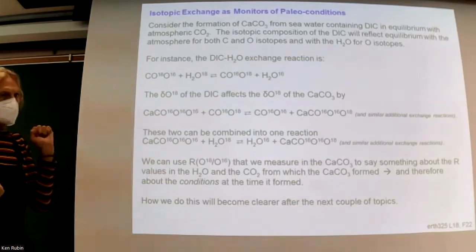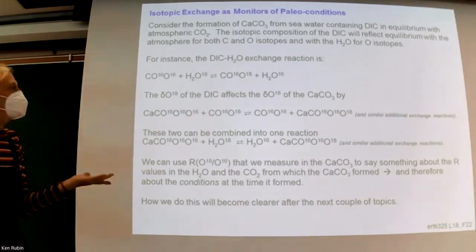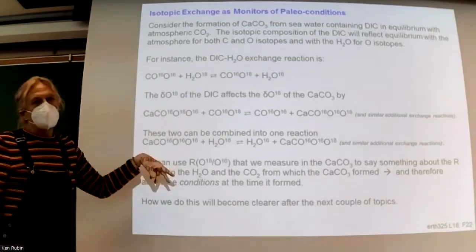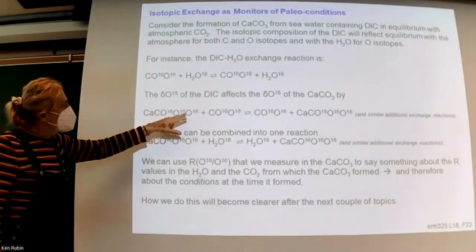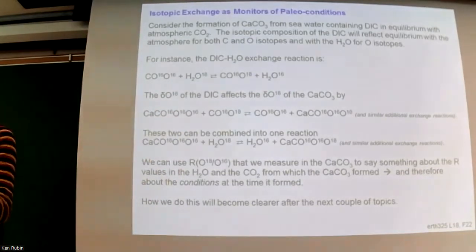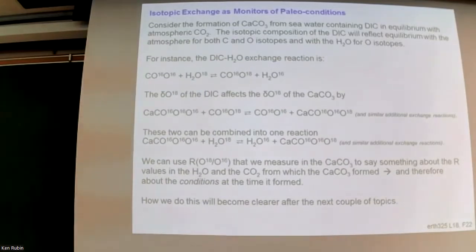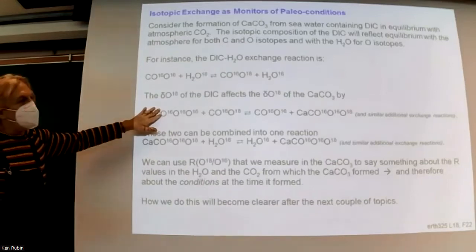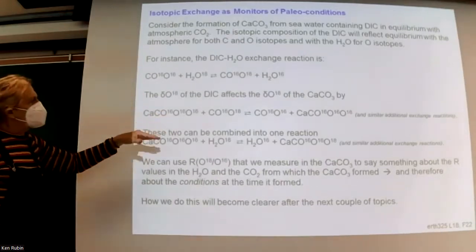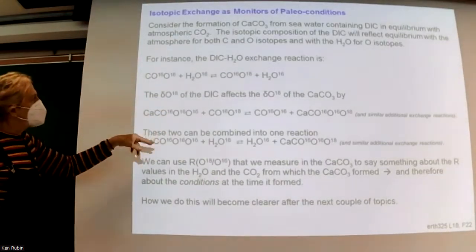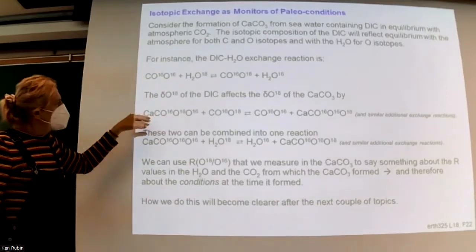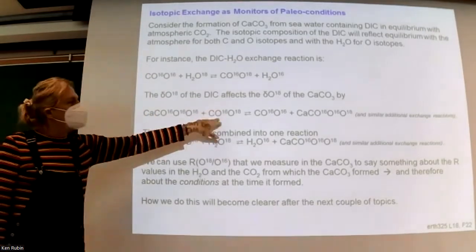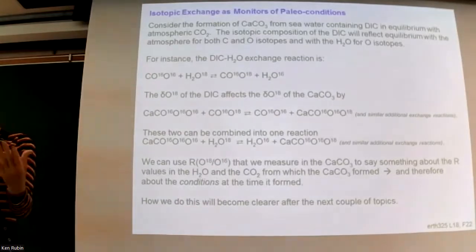Now you've got some photosynthesizing organisms like, hey man, I'm going to make a shell. I'm going to make some calcium carbonate. Okay, my calcium carbonate that I make is going to reflect a bunch of stuff like the enzymatic processes that go on in that organism to make shells in the first place. We call those vital effects. We'll get to them later. But it's also just the chemical equilibrium of, all right, I'm growing as an organism and I'm making a shell. What is the oxygen isotopic composition of the bicarbonate in the water that I'm growing from?